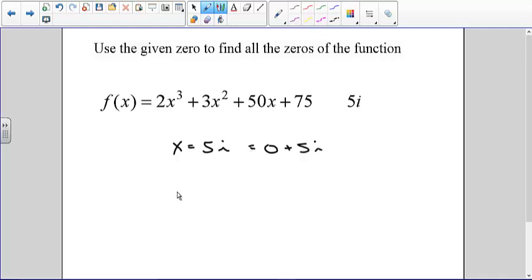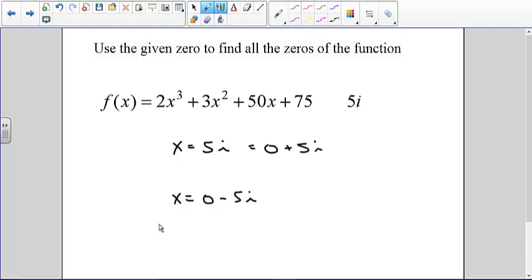So the complex conjugate of that would be 0 minus 5i. And that wouldn't be 5i minus a 0 because it's the same thing. So it doesn't really help any. Now why is that? Why do I know this is another root? Because they always come in pairs. Complex solutions always come in pairs and they're complex conjugates of each other.